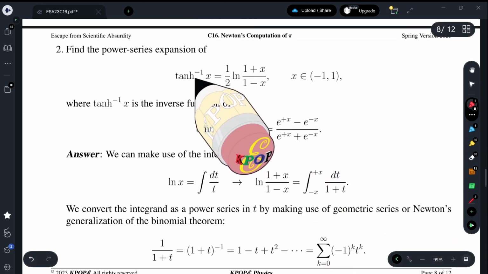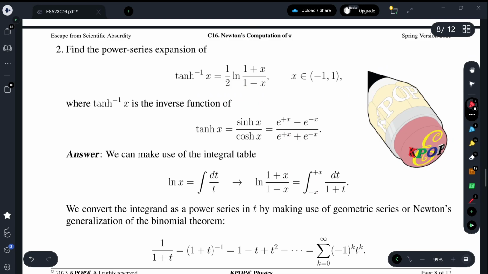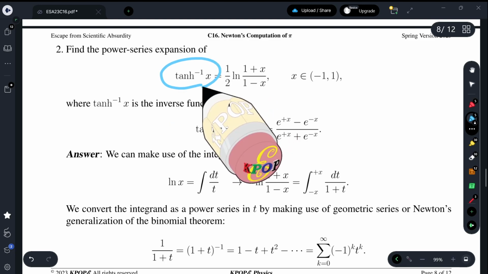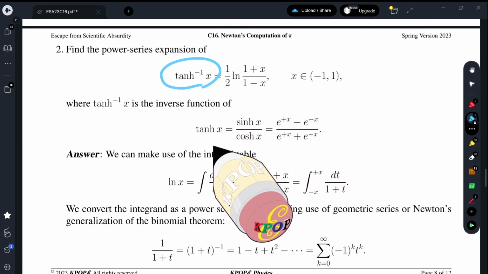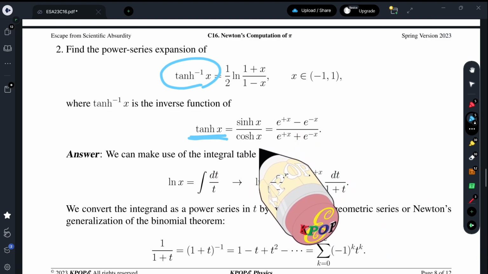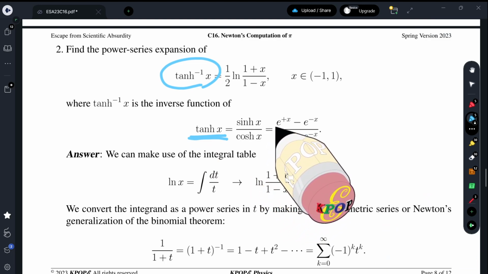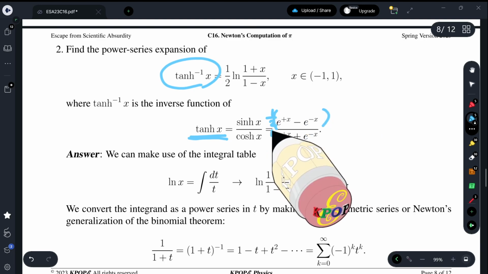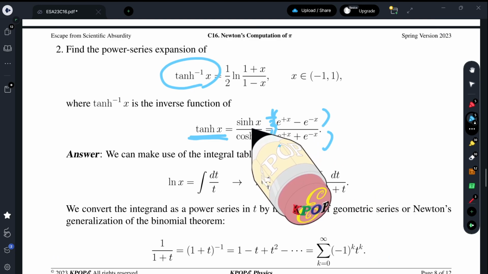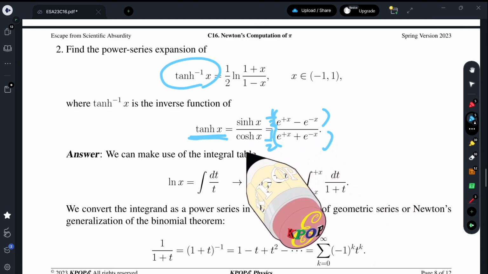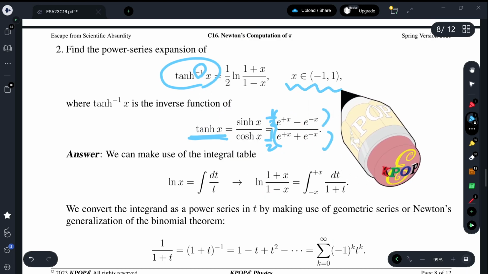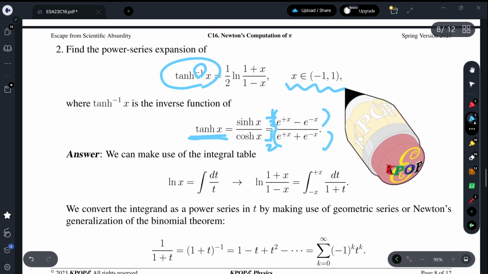Find the power series expansion of inverse tangent hyperbolic. Tangent hyperbolic function is defined by this sine hyperbolic divided by cosine hyperbolic. And we have 1/2. In that case, this numerator is a sine hyperbolic and denominator is cosine hyperbolic. And this is inverse function that is defined in this region.